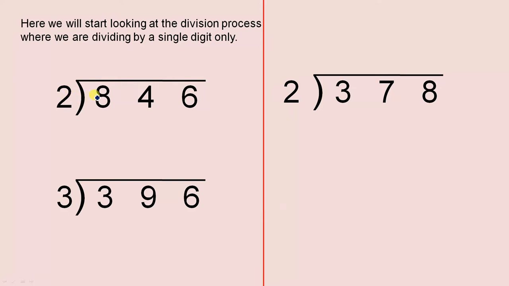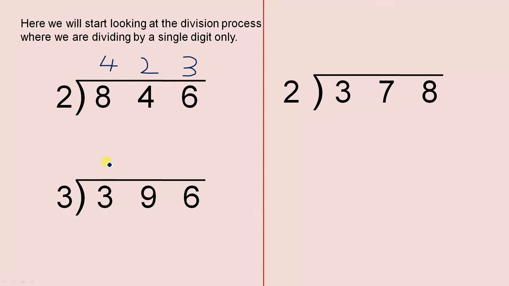2 divided into 846. 2 divided into 8, so how many times does 2 divide into 8? 4 times, so make sure you put it in the correct column straight above the 8. 2 divided into 4 goes twice, and 2 divided into 6 goes 3 times. So there are no remainders. So the division is perfect, no remainders.